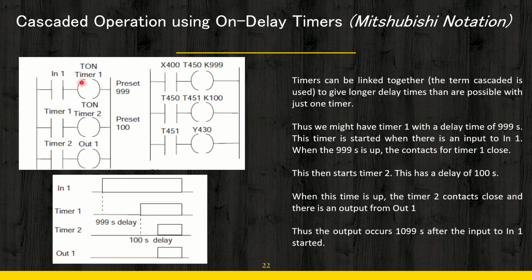this timer is activated. Here you can see this is with Mitsubishi notation, where input is given as X400 and your output is given as Y430. This is the address of the input and this is the address of the output. Now the timer that we are using particularly is T450. T450 is the number of the timer or address of the timer, and in the first case we are giving a delay of 999 seconds.